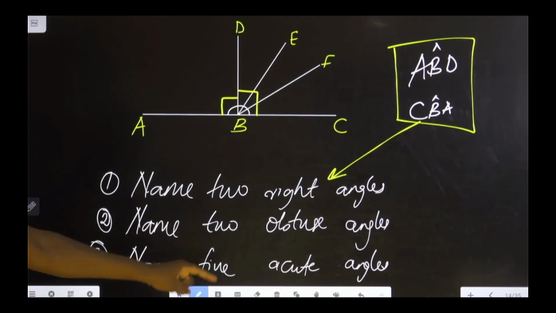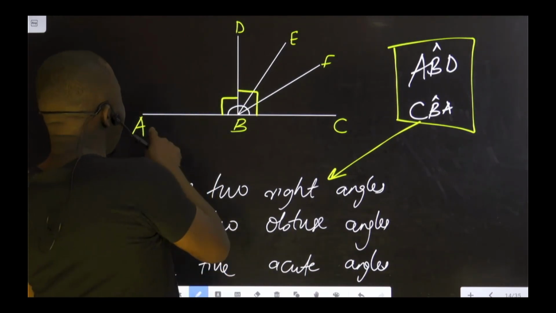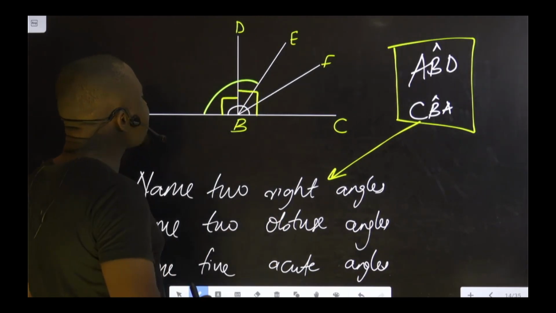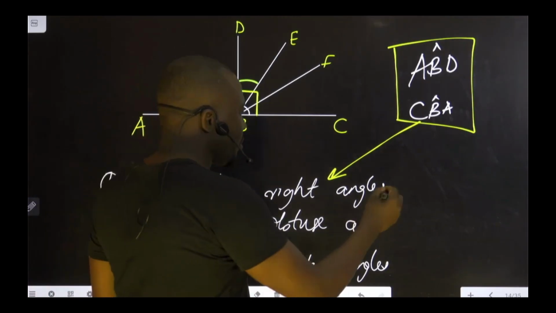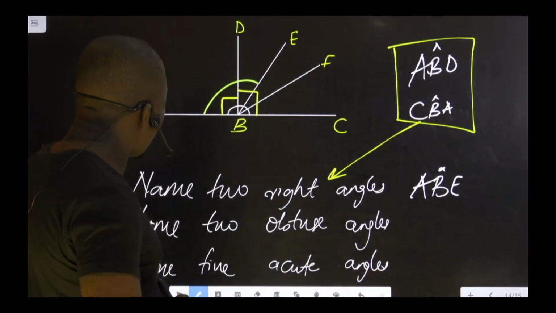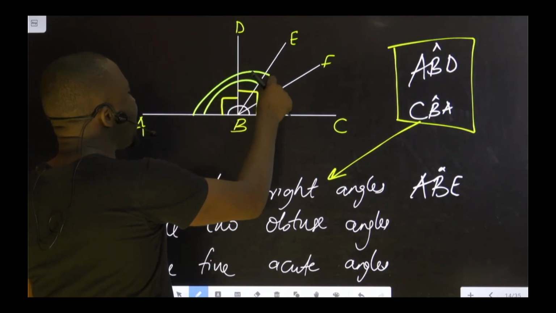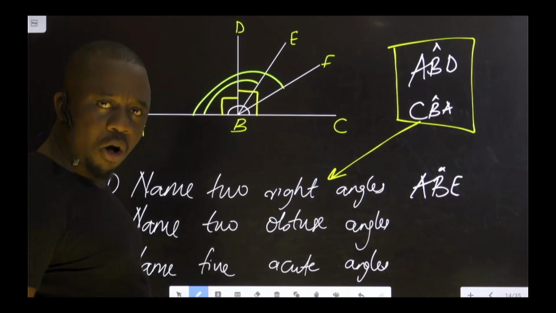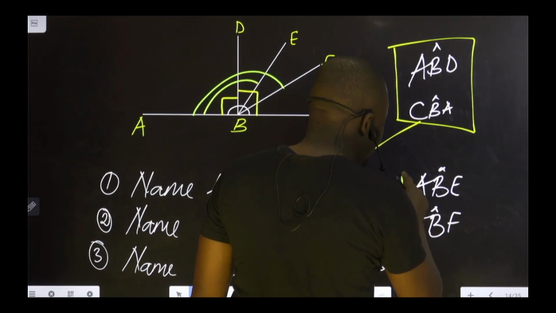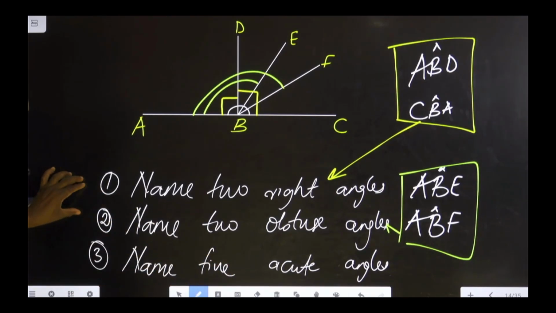The next one says name two obtuse angles. Anything that is greater than 90 degrees. You agree with me that ABE is obtuse. Also, ABF is also obtuse. So these two are obtuse. Name 5 acute angles.